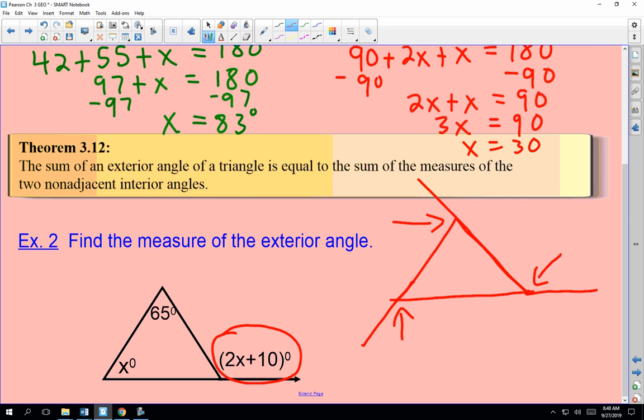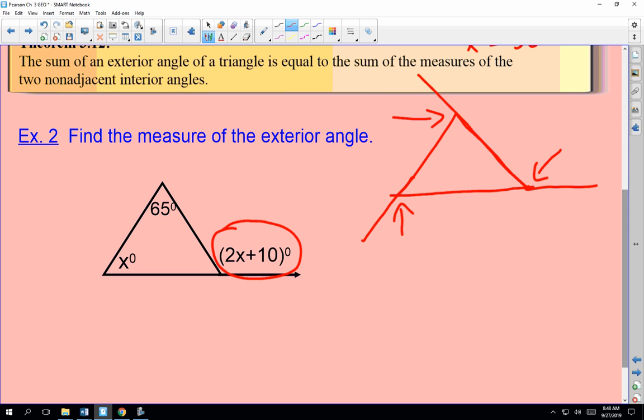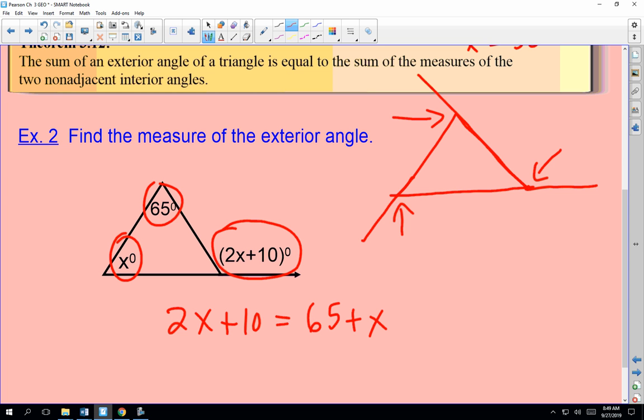So this exterior angle 2x plus 10, according to the theorem here, is equal to the sum of the measures of the two non-adjacent interior angles. Non-adjacent means not right next to. So it's the ones on the other side. And that comes from the theorem that we just proved. Then solve that for x, and then we can find the measure of the exterior angle.